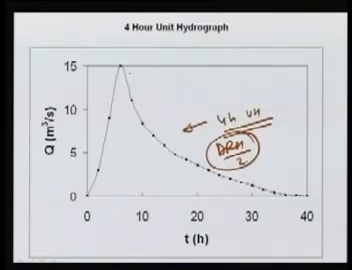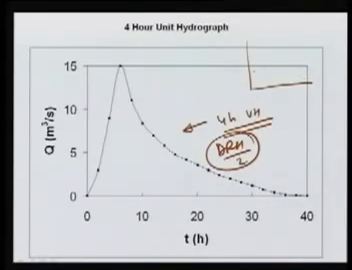Now most of the times the rainfall of constant intensity for 4 hours may not be available. For example, we may have a rainfall of a different duration. It may be like 6 hours or 2 hours. In that case, we can derive a unit hydrograph for 2 hours or 6 hours and then get the 4-hour unit hydrograph from that hydrograph.